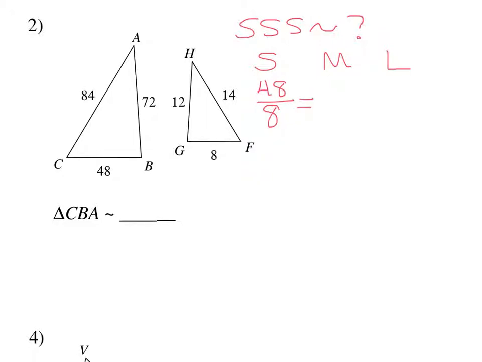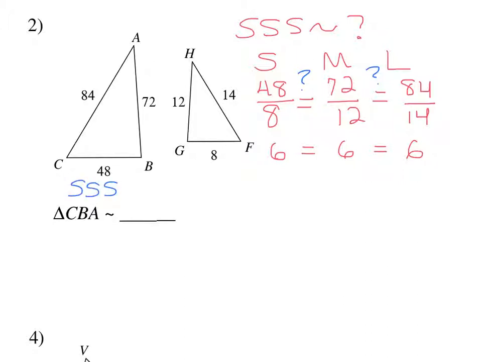And the question is, is that going to come out equal to the medium sides ratio, which is 72 to 12? And also, is that going to come out to be equal to the ratio of the large sides, which is 84 to 14? And if we do a quick division on these, we actually get 6 as an even division for all three. So because those are all equal, we can say that this is similar by side, side, side similarity.